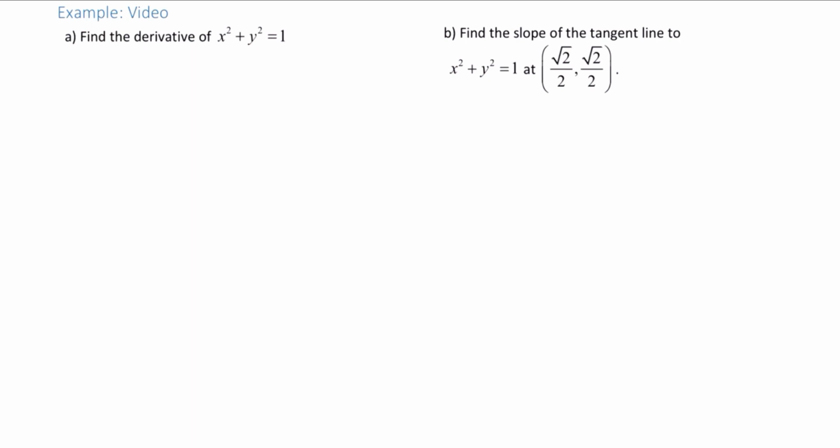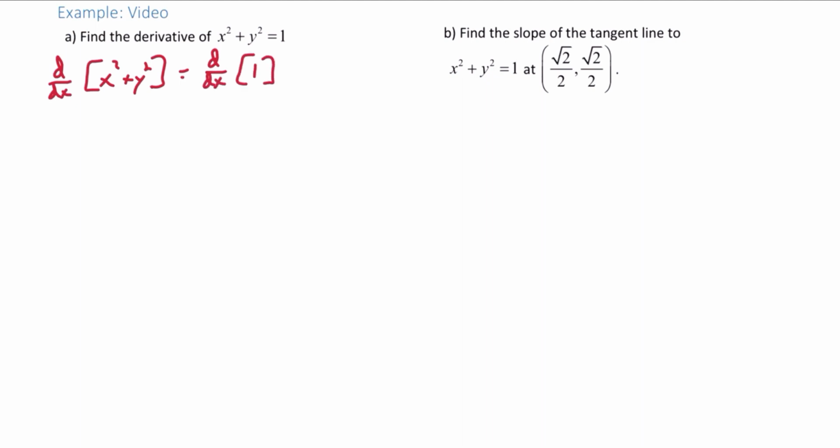Find the derivative of x squared plus y squared equals 1. First, recognize that we need to use implicit differentiation. To do that, we're going to take the derivative with respect to x of the left side and the derivative with respect to x of the right side.